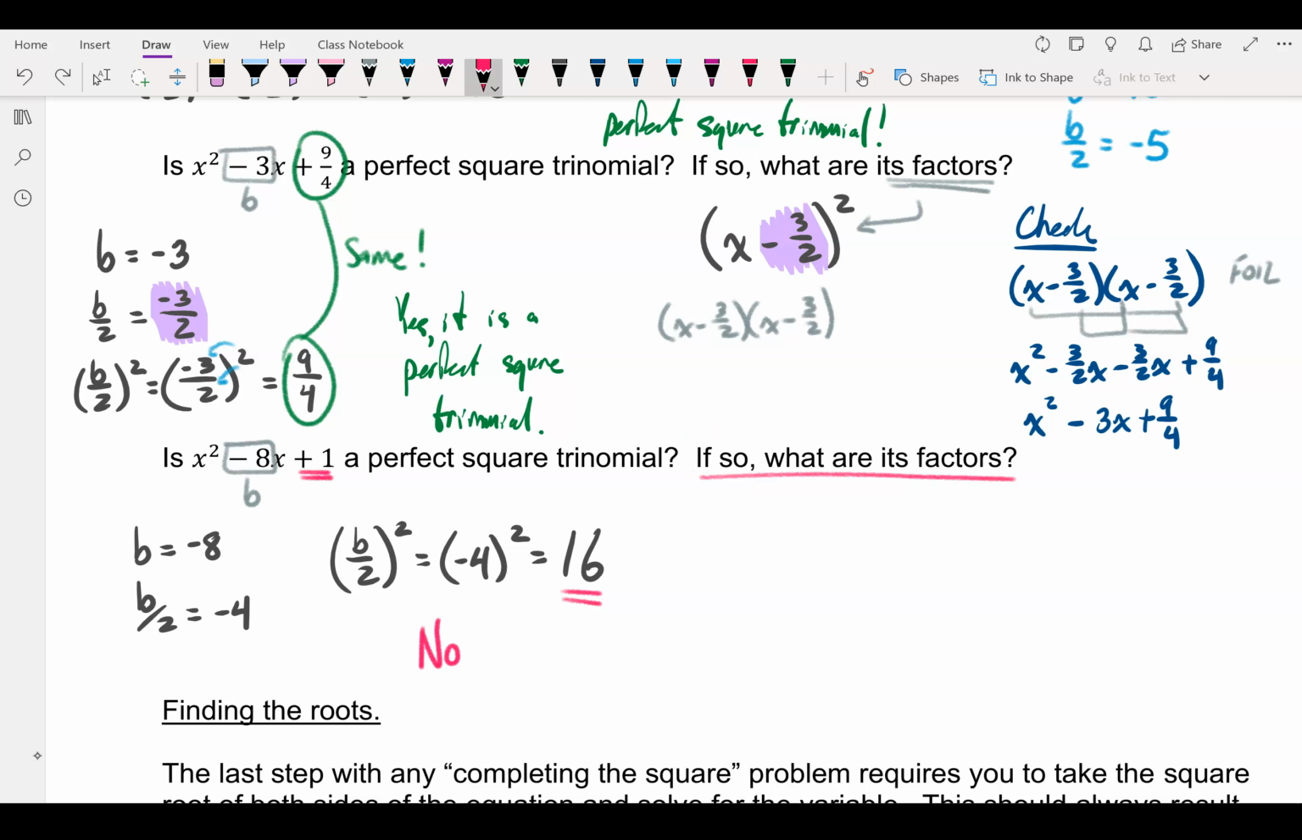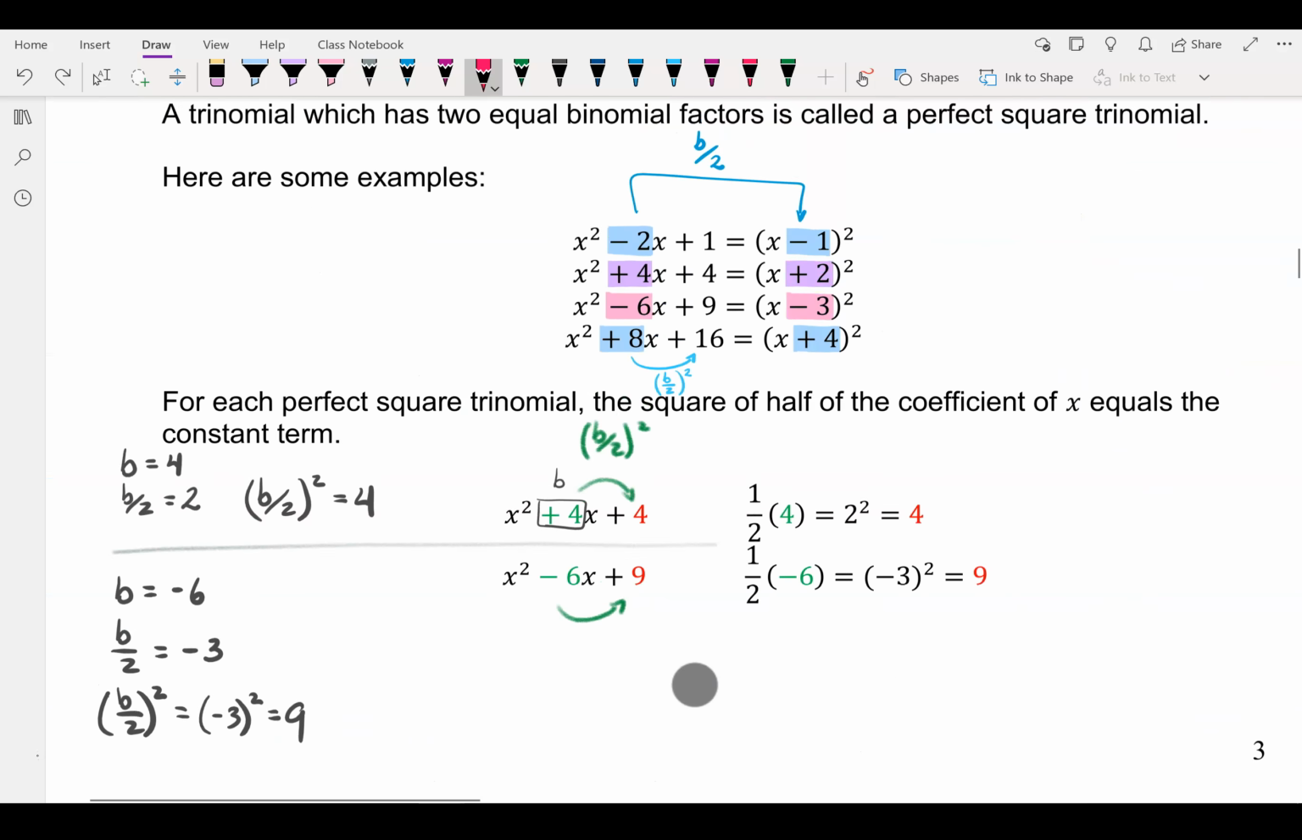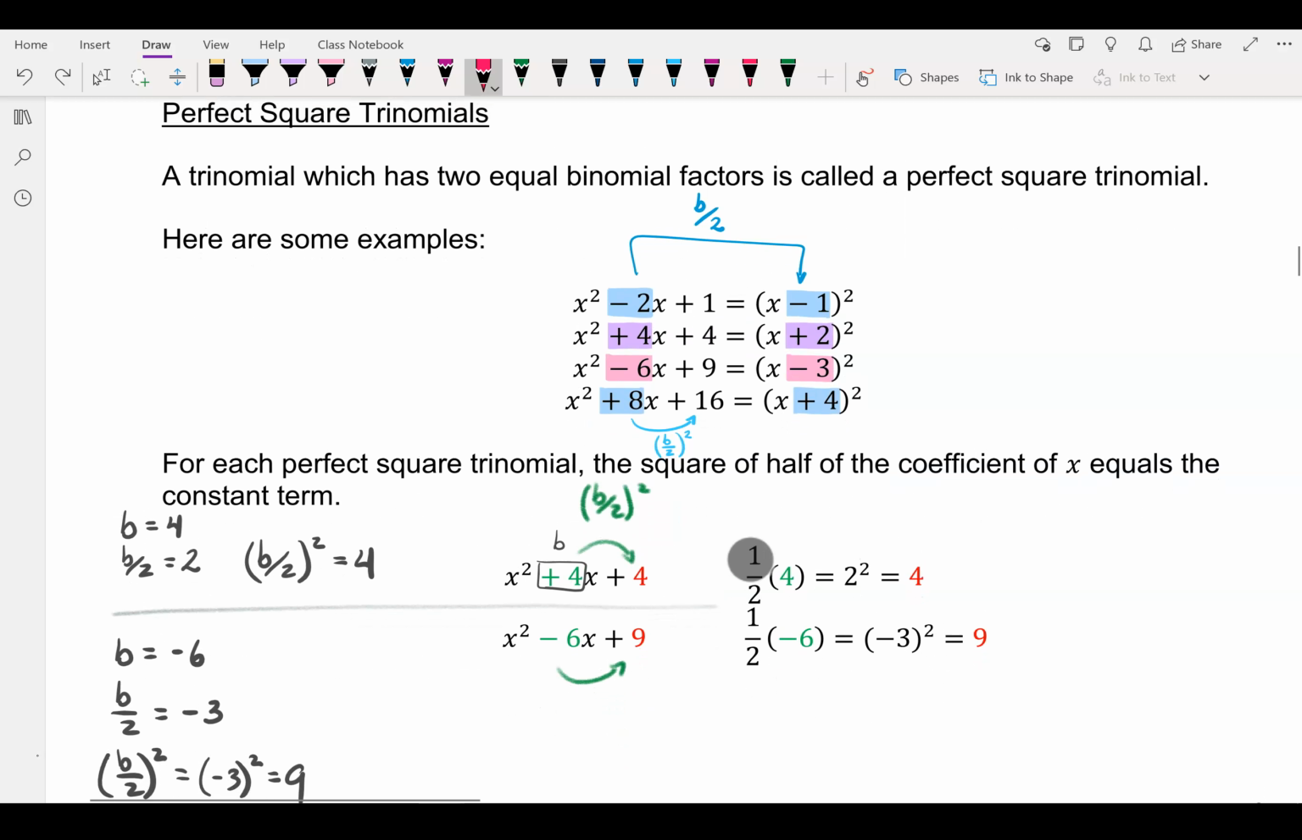So long story short, how do you know if something is a perfect square trinomial? A perfect square trinomial is a trinomial where a couple things are true. If you divide the middle number by 2 and square it, you should get the constant. If that's true, it's a perfect square. Also, if it's a perfect square, dividing the middle number by 2 gives you your factors. Just take x plus that number.